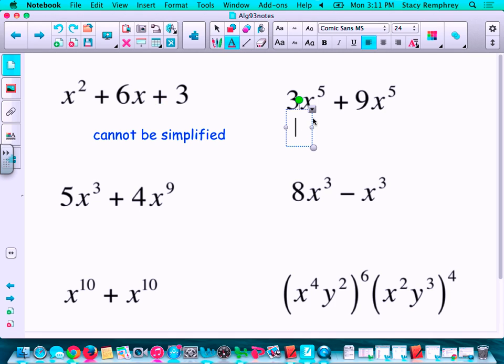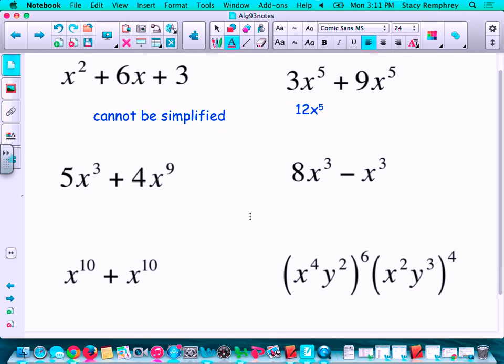Over here, I have 3x to the 5th, and then I have 9 more x to the 5th. So in the end, I have 12 x to the 5th. Okay, don't add the exponents. Adding the exponents is for multiplying. This, because you're adding them, doesn't affect the exponent at all. And you can, again, push pause, try these, and then come back.